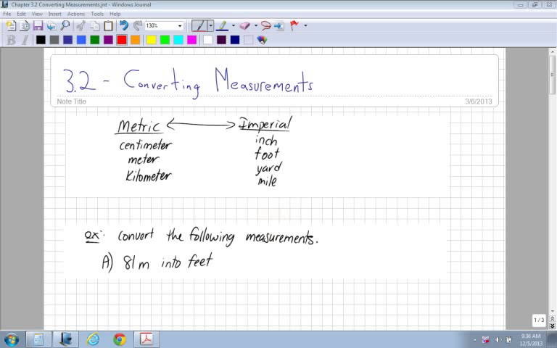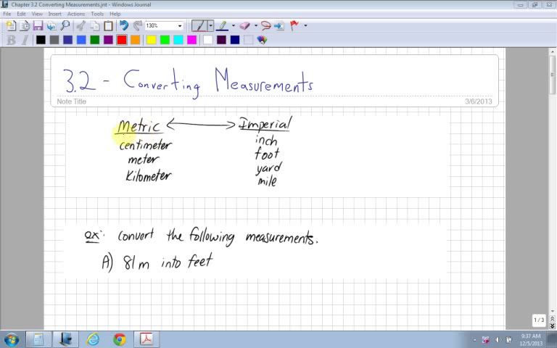Section 3.2 is on converting measurements. So we'll look at converting between systems and within systems. Within systems isn't quite as hard, but between systems, for instance, going from metric to imperial or imperial to metric is a little more difficult.